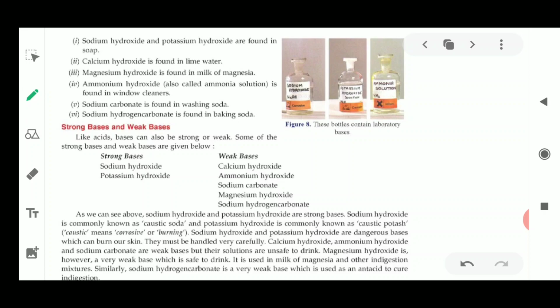So like acids, bases are also strong and weak. Some of the strong bases and weak bases are given below. The strong bases are sodium hydroxide and potassium hydroxide, whereas weak bases are calcium hydroxide, ammonium hydroxide, sodium carbonate, magnesium hydroxide and sodium hydrogen carbonate. Sodium hydroxide is commonly known as caustic soda, and potassium hydroxide is commonly known as caustic potash.